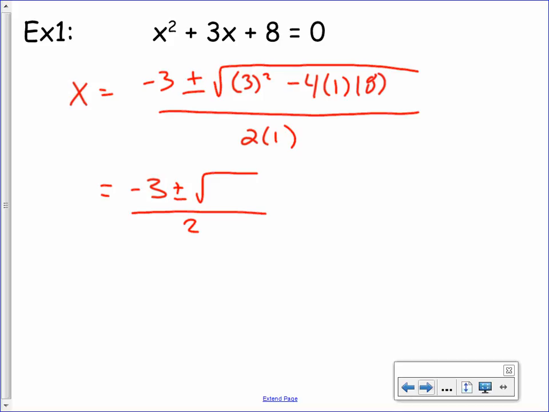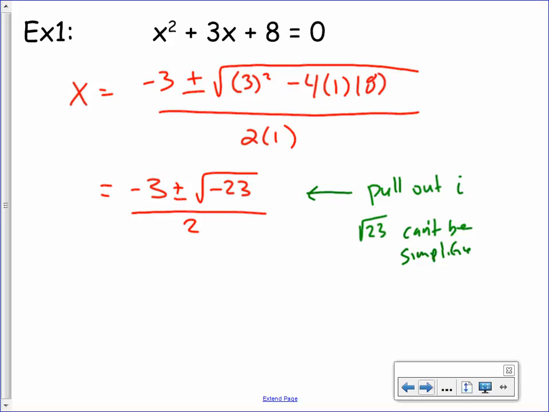That'd be 9 minus 32, isn't it? 3 squared is 9, 4 times 8 is 32, so 9 minus 32 is negative 23. Note that you have a negative under the square root, so you have to pull out the i. And the square root of 23 can't be simplified. So, final answer, all over. Ta-da!